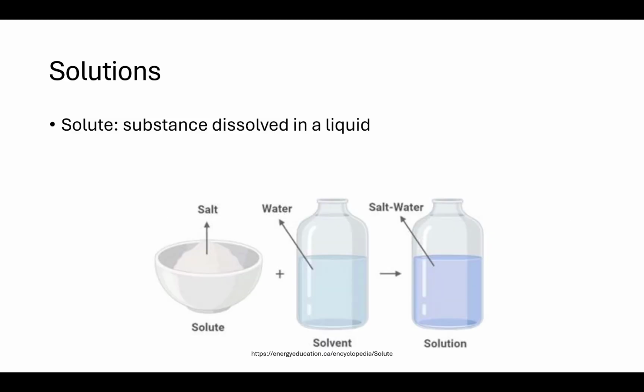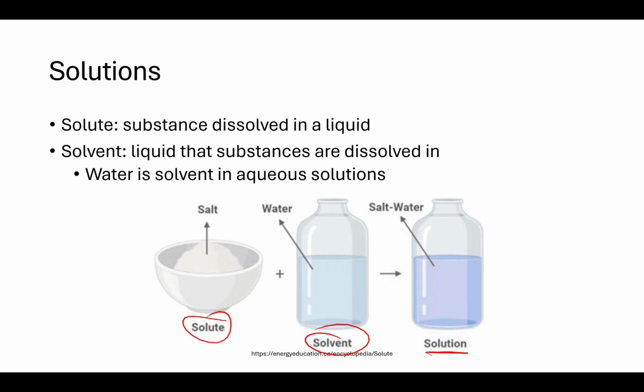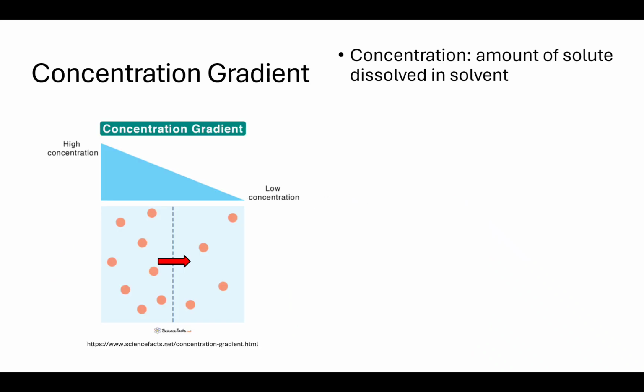So a solute is anything that is dissolved in a liquid. The liquid that it's dissolved in is a solvent. And when you mix solute plus solvent, that makes a solution. Now, most of the time, the solutions we're dealing with in biology are aqueous solutions, which means that our solvent is going to be water. And just in case you forgot, water is called the universal solvent for a reason. It dissolves a lot of different types of substances.